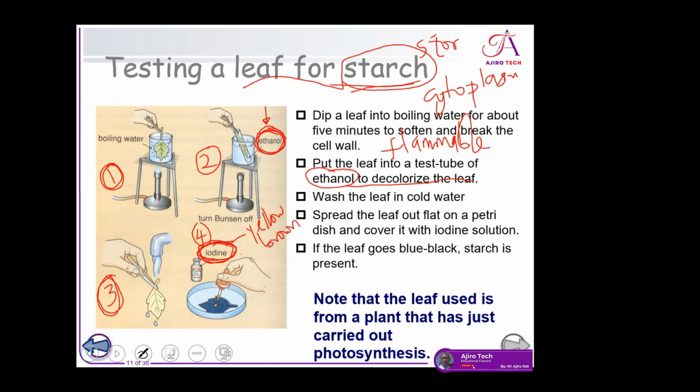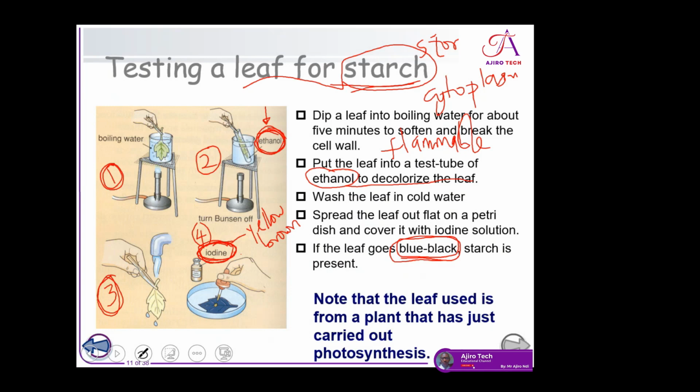And if starch is present in the leaf, what happens when you drop iodine on the leaf? It will turn the leaf blue black. Blue black. All right. That's how to show that starch is present in a leaf. All right. This test is very important.